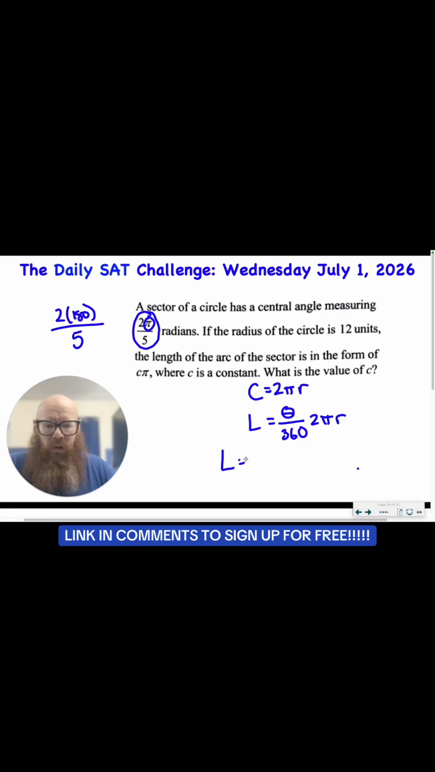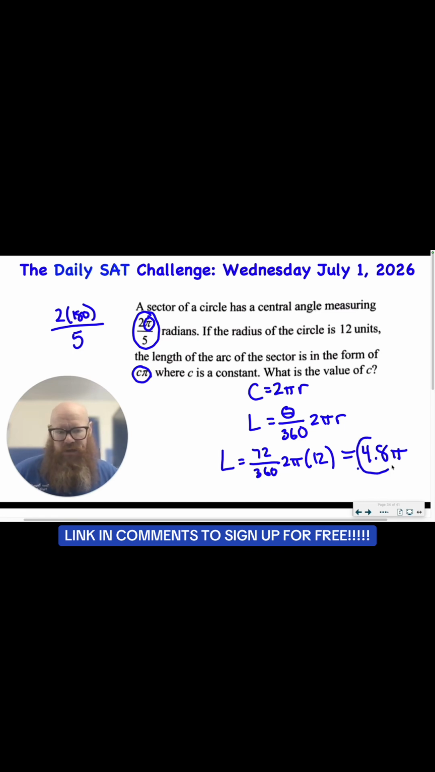So our arc length is going to be 72 over 360 times 2 pi times 12. So now what I would do is just put in 72 over 360 times 2 times 12. So basically everything except for the pi. And what you end up with is 4.8 pi. Now they tell us the arc of the sector is c pi. So therefore c must just be 4.8. So the answer to the problem is 4.8.